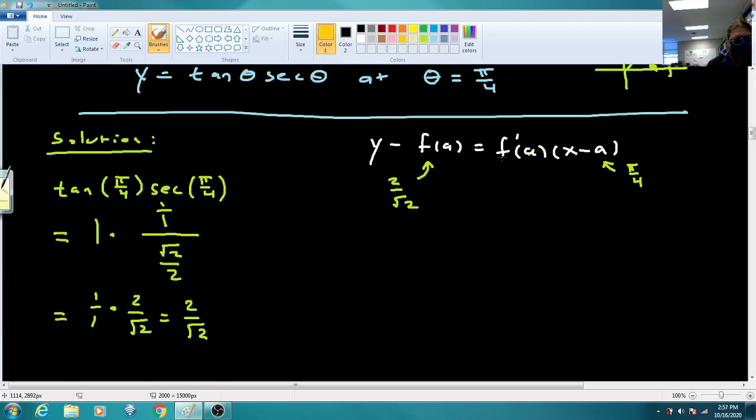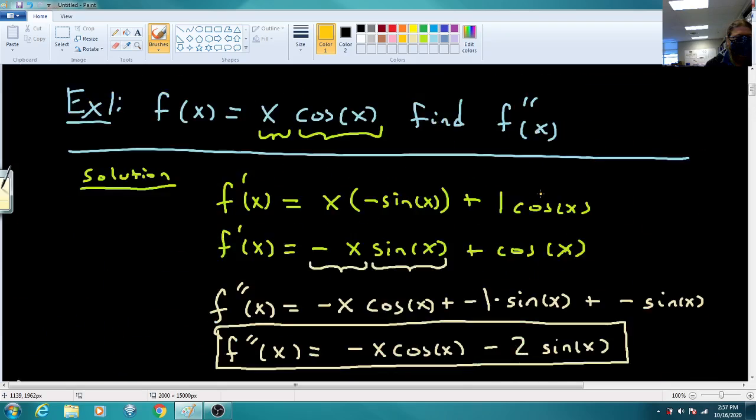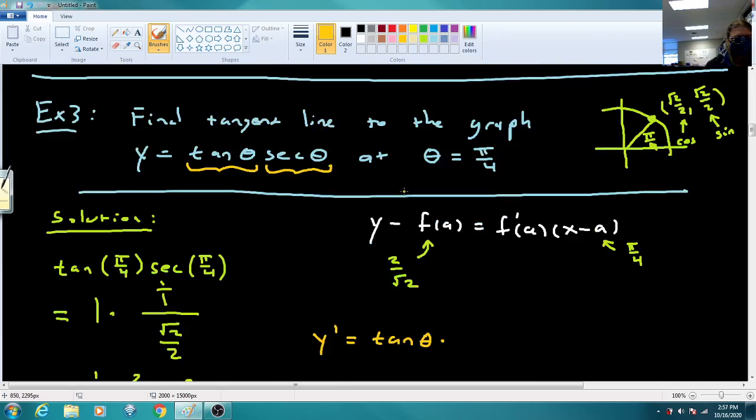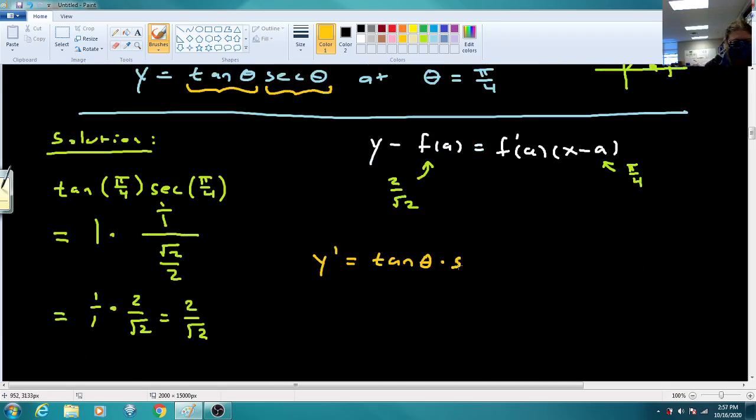The final part is we need to know the derivative of this thing, and then plug pi over 4 in for that. We're going to have to use the product rule because we have two things multiplied together: tangent times secant. So if we use the product rule, let's leave tangent alone first. Then we take the derivative of secant. Secant's derivative is secant tangent. So this is going to be tangent times secant times tangent.